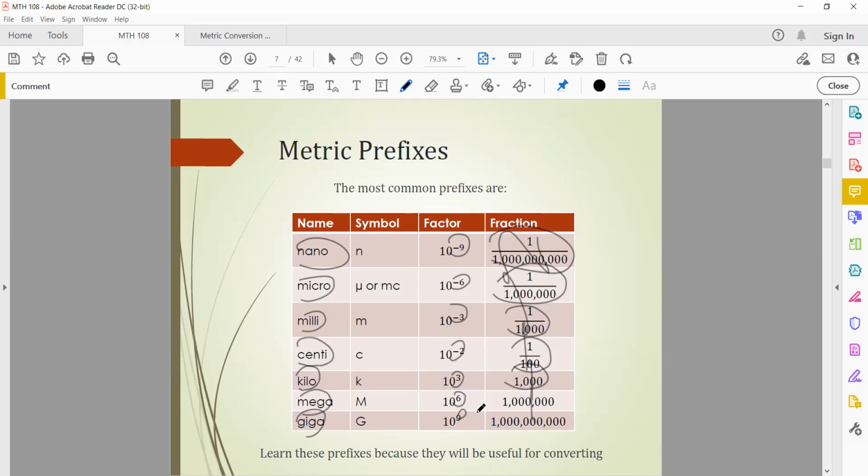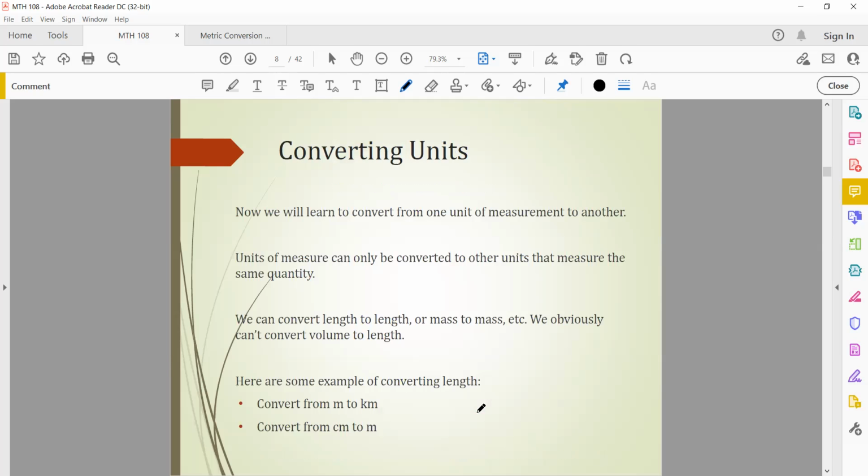Okay, so now we're going to learn how to convert from one unit to another. So for example, converting from kilometers to meters, centimeters to millimeters, etc. Now, of course, you can only convert between quantities that are the same. Like you can't convert length to time or anything like that. So it'll be meters to kilometers, et cetera, grams to milligrams, and so forth.